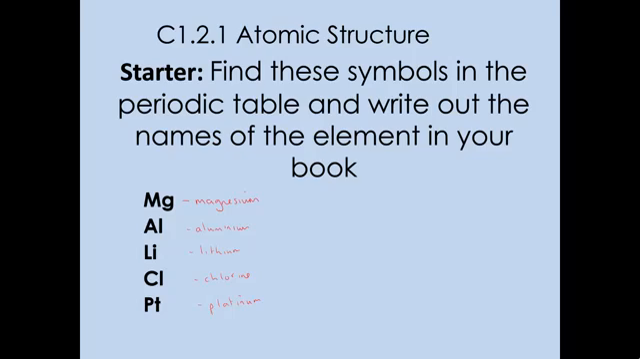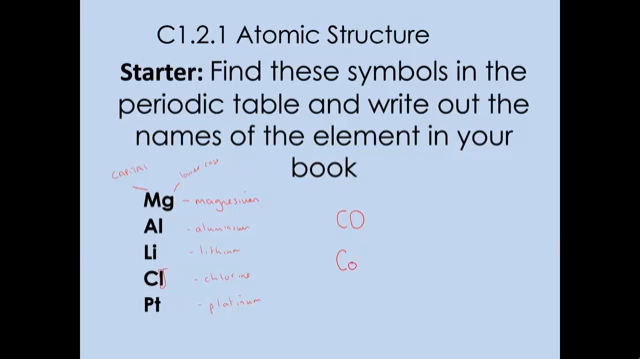Now, we need to be careful when we're writing chemical symbols. So the first letter has to be capital, and then the second one has to be lowercase. And this is important because otherwise it can be a different chemical. So for example, if I wrote these two, they mean different things.